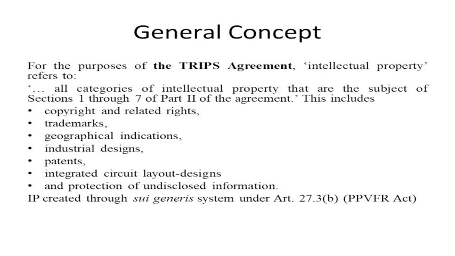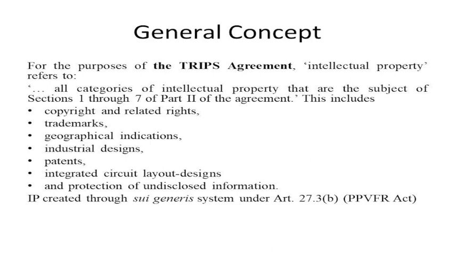The second major enlisting, or categorization, has been done in the TRIPS agreement, where it categorically mentions 7 intellectual property rights and leaves a window for other intellectual property rights to be created or included. So for the purpose of the TRIPS agreement, intellectual property refers to all categories of intellectual property that are the subject of sections 1 through 7 of part 2 of the TRIPS agreement, which includes number 1, copyright and related rights, number 2, trademarks, number 3, geographical indications, number 4, industrial designs, number 5, patents, number 6, integrated circuits layout designs, and number 7, protection of undisclosed information, or in other words, trade secrets.